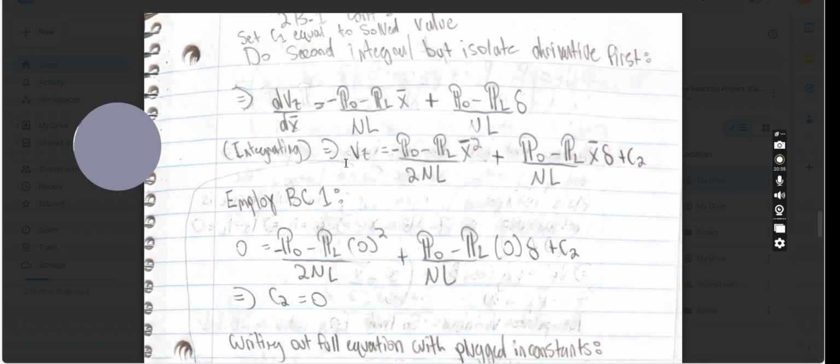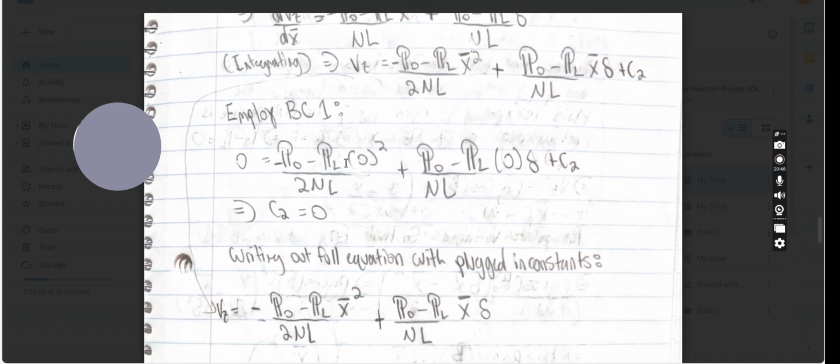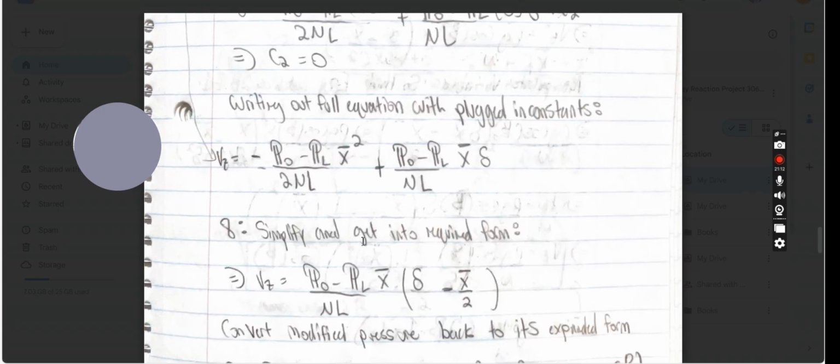All right, so we integrate again. It's pretty simple. Then we employ a second boundary condition. This is the law of the wall boundary condition. At x equals 0, VZ equals 0. So we plug in all the zeros for VZ and for x, and then we solve for C2 and we see that C2 equals 0. So we plug in 0 for C2 and we get this VZ equals that.